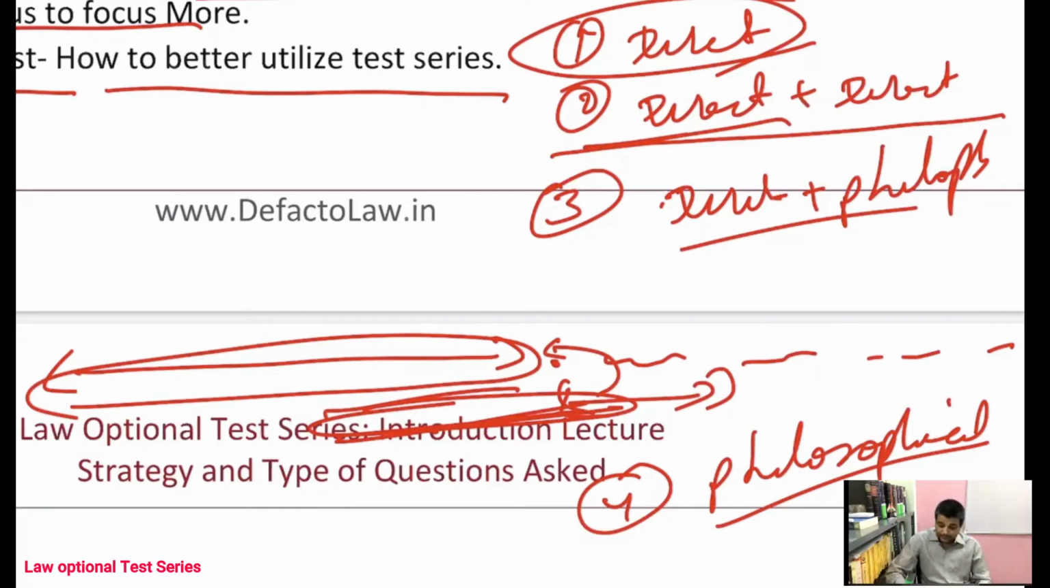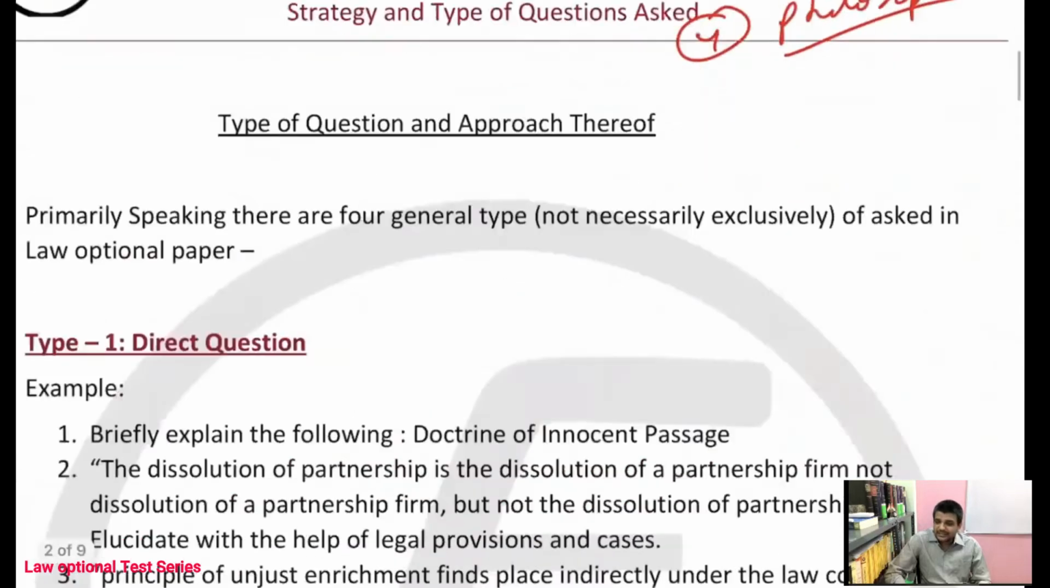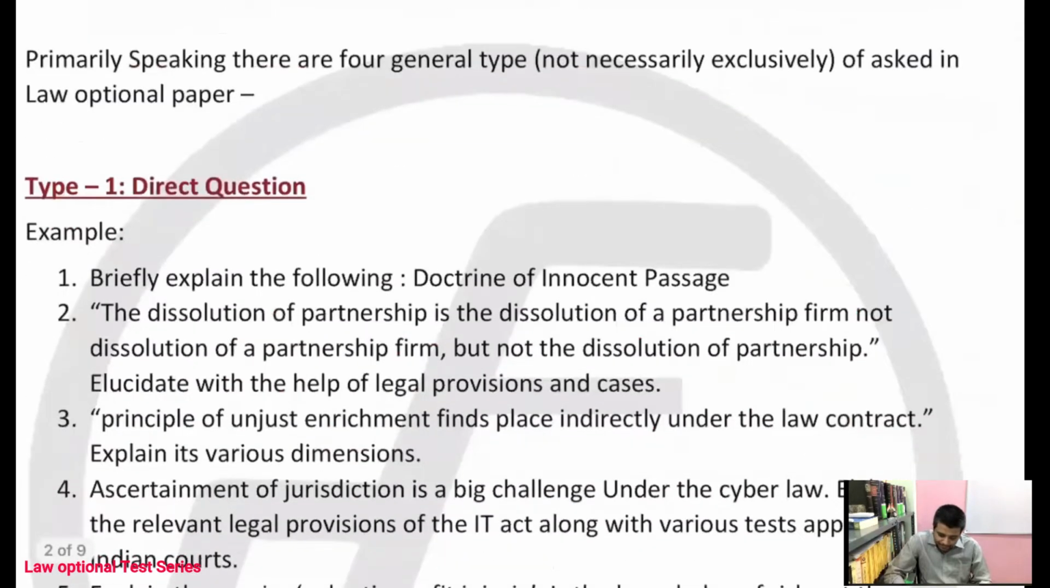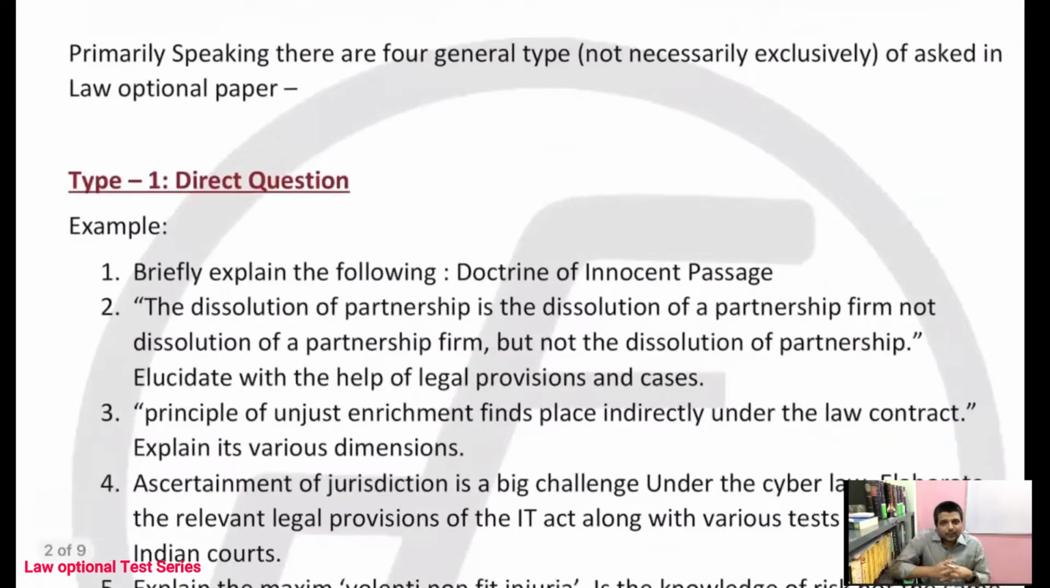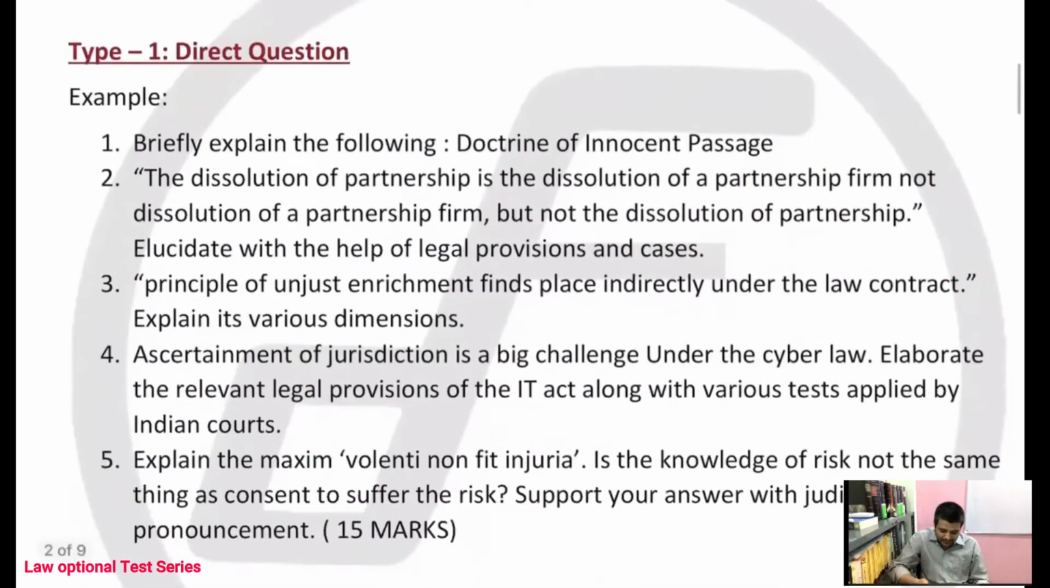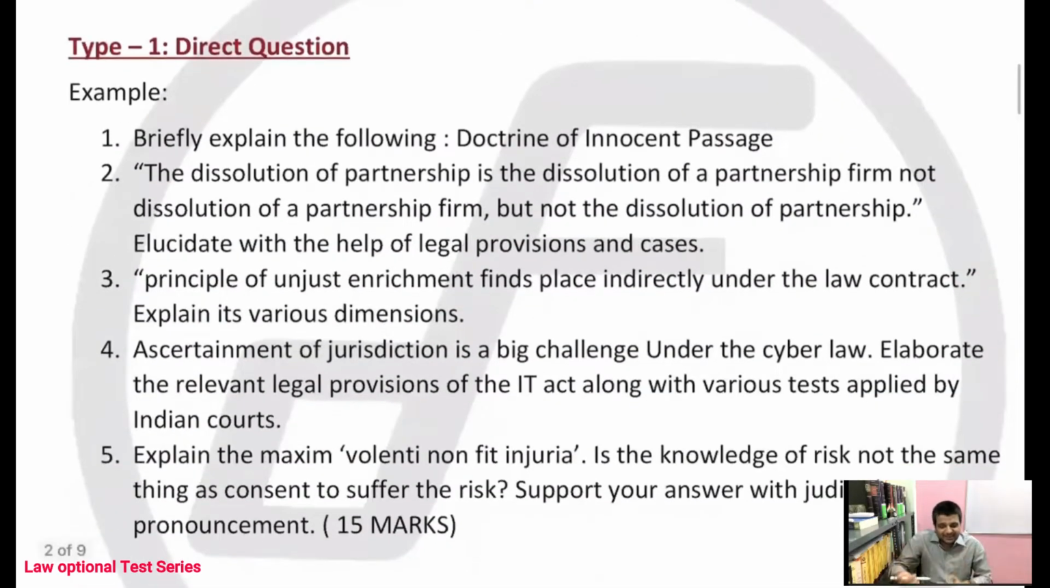Okay. Now, let us start one by one. First, let us talk about the direct type of question. What is a direct type of question? A simple concept explained, right? So I have taken some of the questions from the 2018 and 2019 papers to give you an identification.